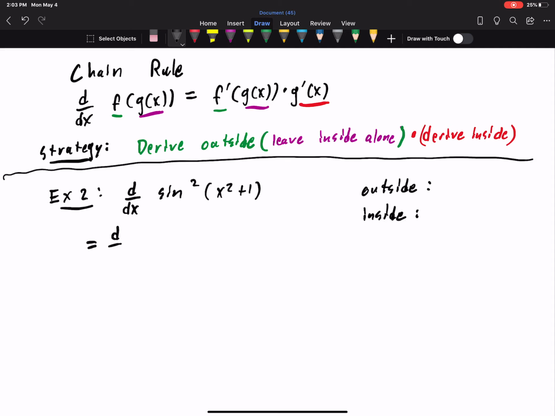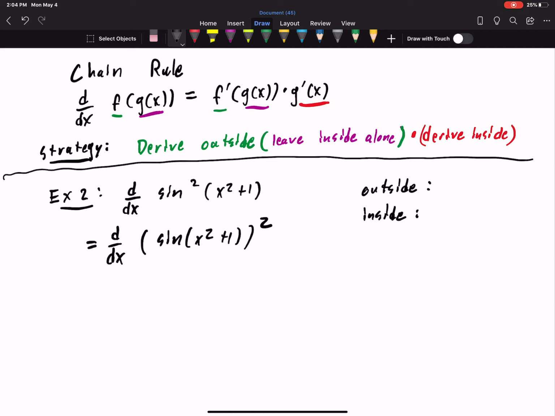This gives us d dx, big parentheses, sine of x squared plus 1, squared. So we basically just moved that 2 on the sine out to the outside of a giant set of parentheses here. Just notation changing. That's all we're doing.